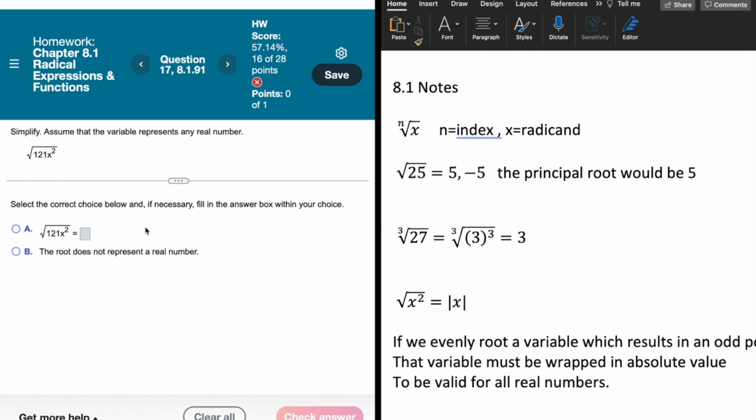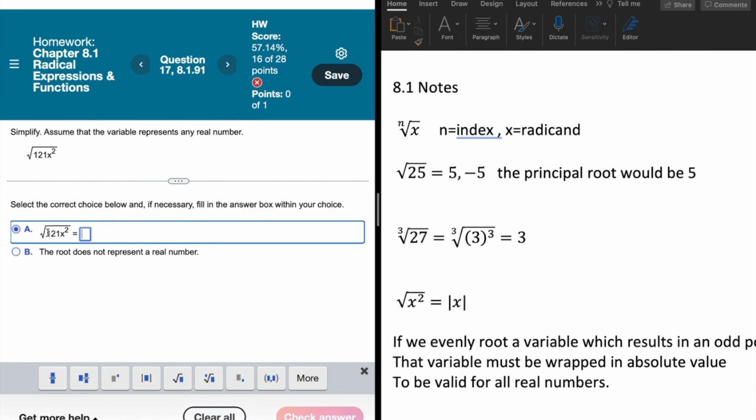Now the thing about that is there are going to be some extra stipulations on your questions, like for instance this one says assume the variable represents any real number. So now I need to be cautious of that rule. So let's work this out. Well, 121 just roots to 11, but the even root of x squared results in a single x.